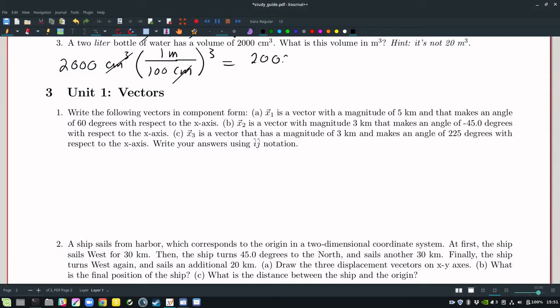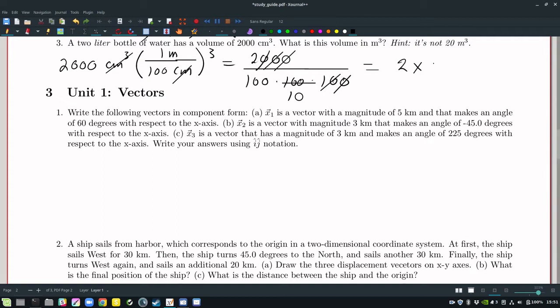So 2,000 divided by 100 times 100 times 100. So these powers of 10 will cancel and you get 20. Here's another power of 10. Changes that 100 into a 10. And you get 2 divided by 100 divided by 10. So that's actually 2 divided by 1,000. And that's in meters cubed.